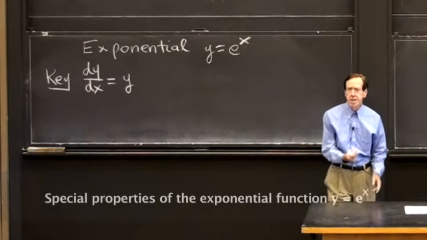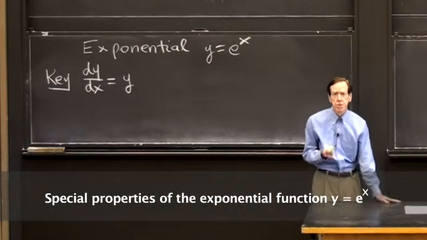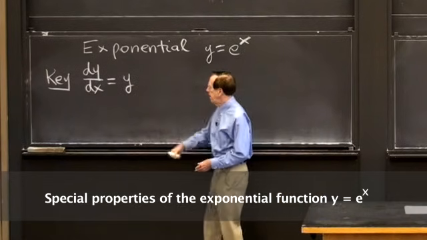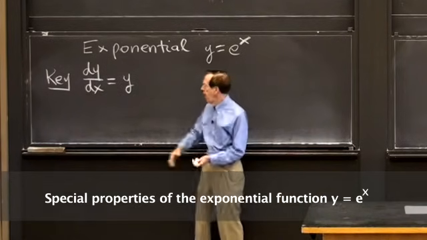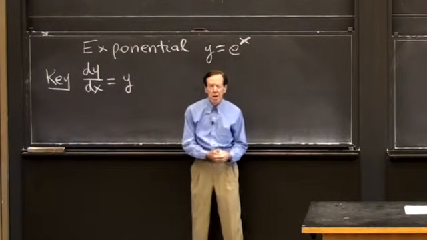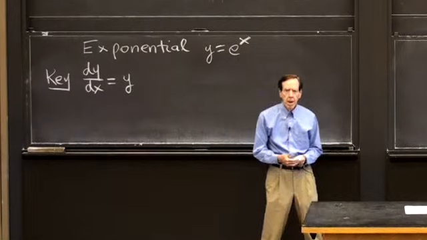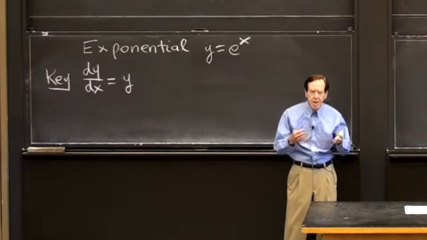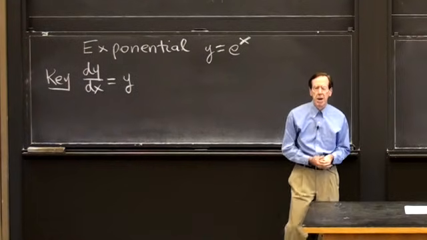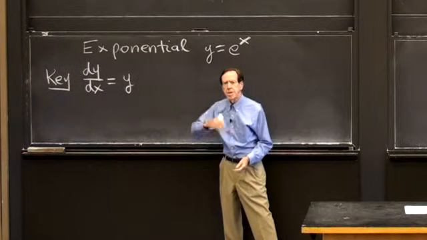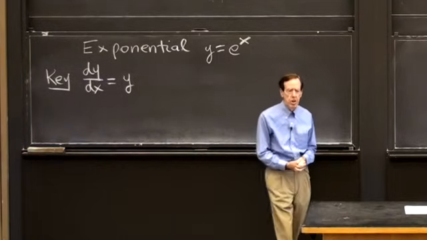And I'd like to start with its most important property, which is, so it has this remarkable property that its slope is equal to itself. That's what is special about e to the x. Its slope is equal to the function.